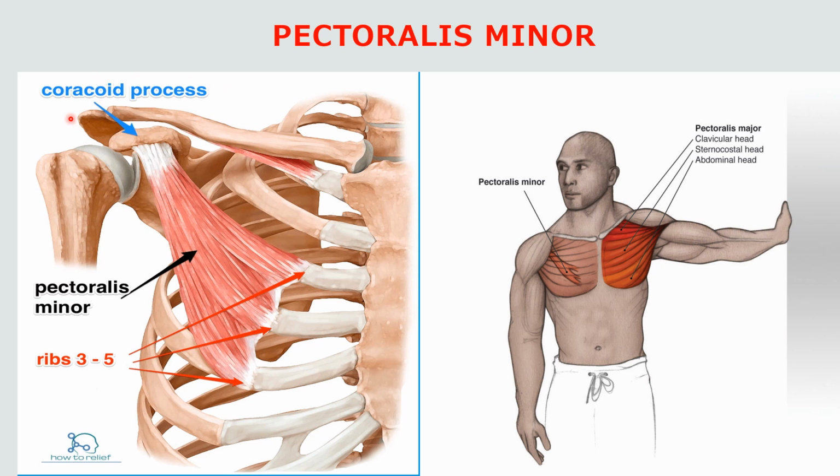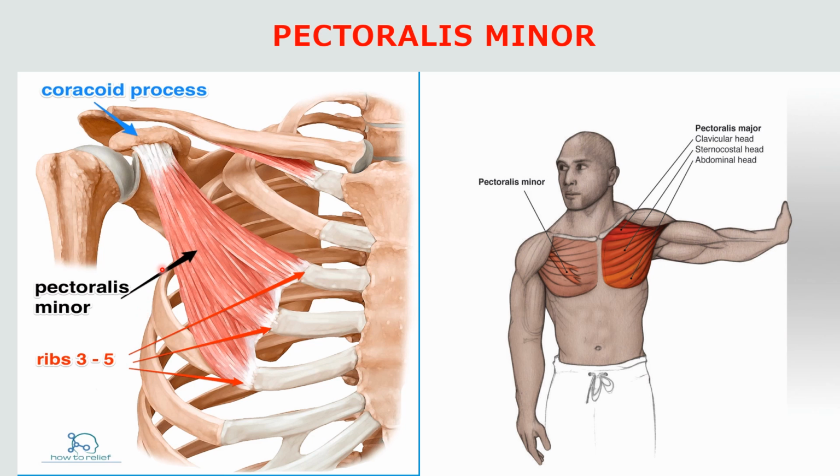The tendon of the pectoralis minor may be continuous with the coracohumeral ligament. What is the nerve supply? It is supplied by both the medial and lateral pectoral nerves. The medial pectoral nerve supplies this muscle by piercing it.